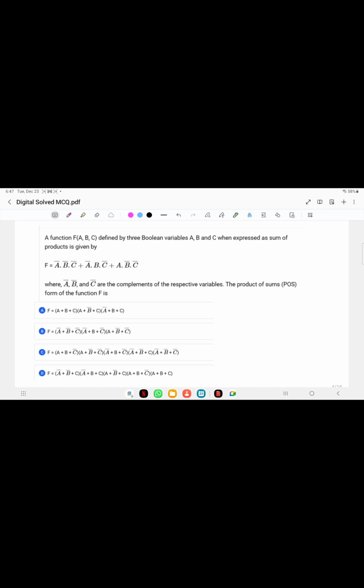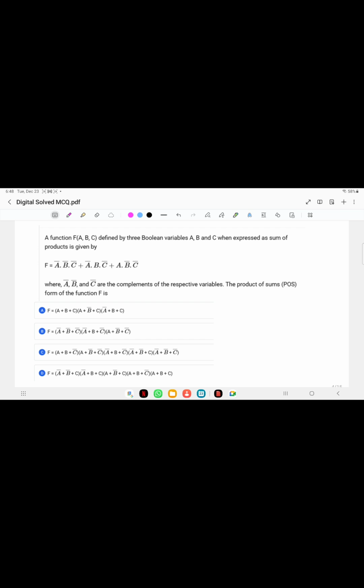So here again, this is a GATE question. A function f of abc is defined by three boolean variables a, b, c. When expressed as a sum of products it is given by an expression where a bar, b bar and c bar are the complements of the respective variables. The question is to find the product of sum form of function f. They have given the SOP form and asked for the product of sum form.